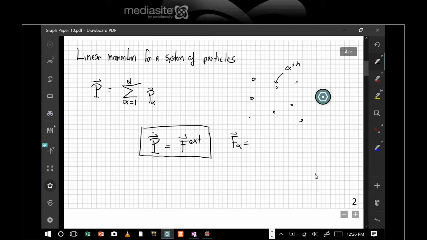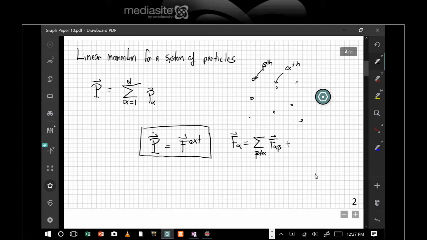Then what I can show is that there are two types of forces that act on alpha. Alpha is this particle here. There are the forces from all the other particles. Those are called internal forces. The way I would write that is a sum over beta. The beta-th particle acts on the alpha particle. Beta is arbitrary, so I have to sum over all beta, where beta doesn't equal alpha, of the force of beta on alpha.